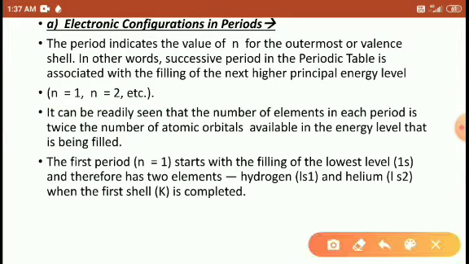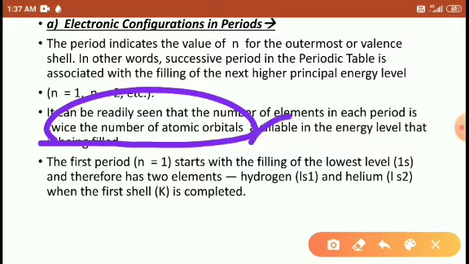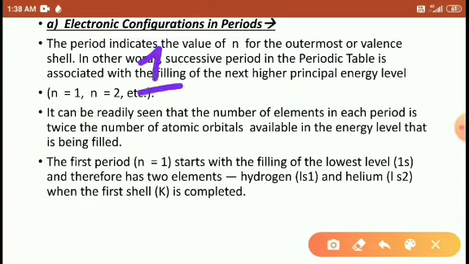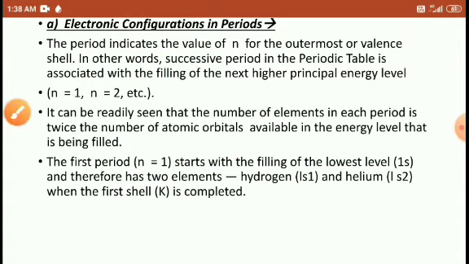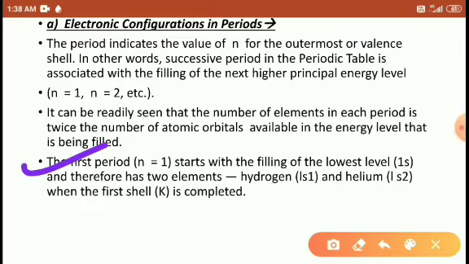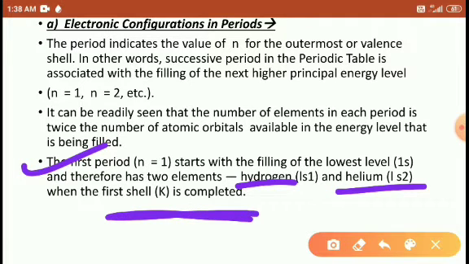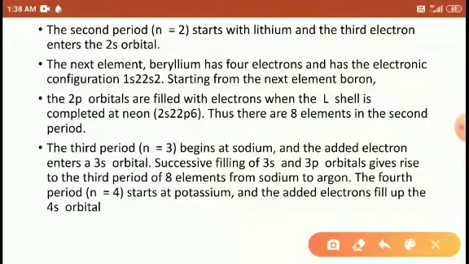So look here, students. Each period has twice the number of atomic orbitals. When we compare the first period with the second period, the second period contains double the number of the first period. How? Let's see here, students. The first period, n equal to 1, is the first energy level in which only two elements are present, hydrogen and helium, and they belong to the K shell. Right students? The first shell contains only two elements.